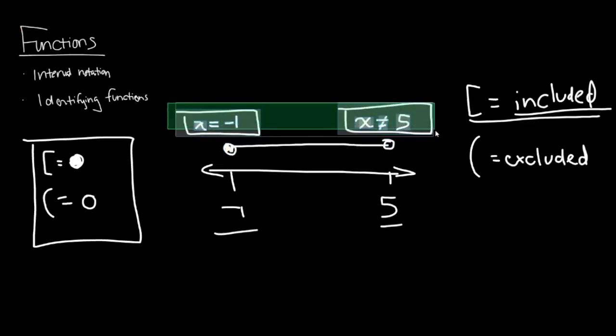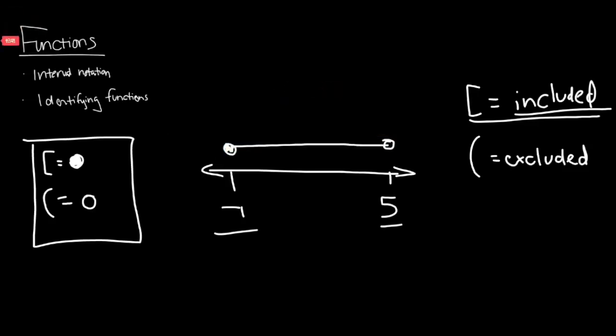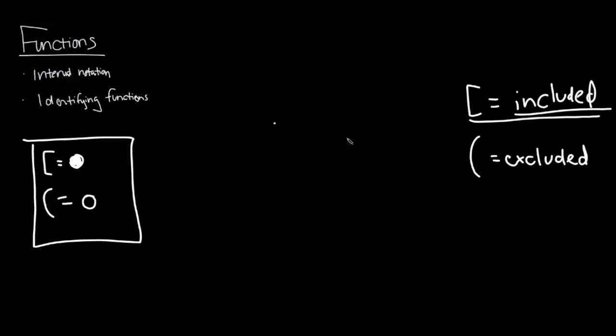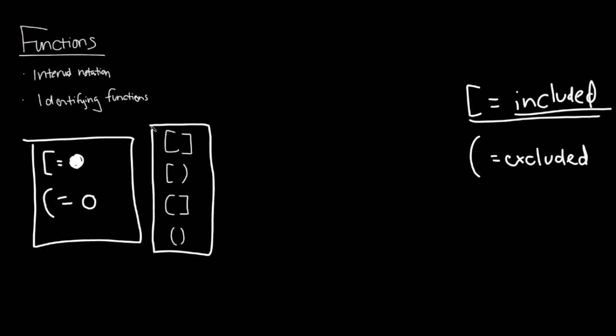So that's basically what it means by included and excluded. That's what it means by a square bracket and another square bracket, or a round bracket, or a square bracket, right? Let's do another number line real quick, and I'll show you a different kind of thing. These are all the possible ways that interval notations can be written out, right?